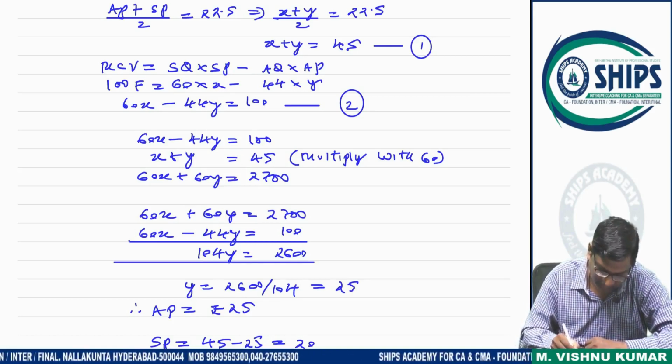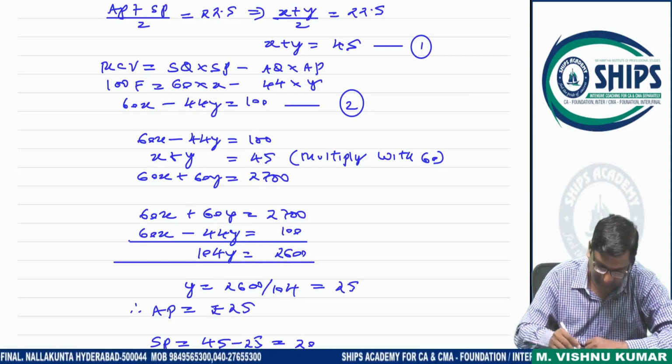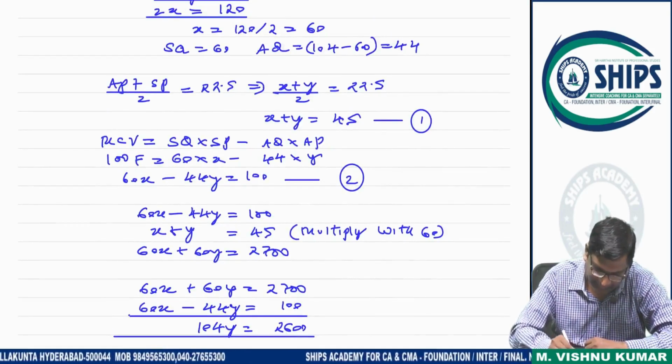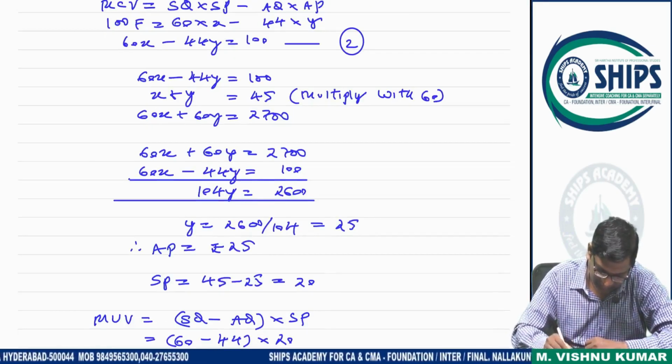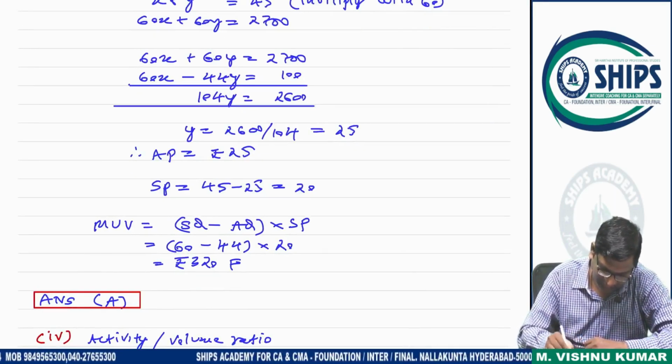The actual price is 25. So the total of actual and standard is 45. Actual is 25, so the standard price will be 20. That's it. Now you can substitute it here.